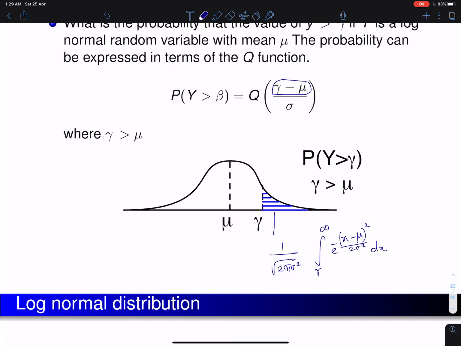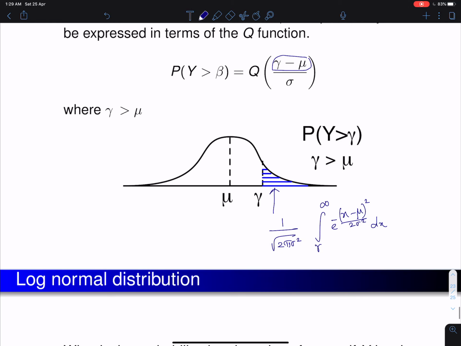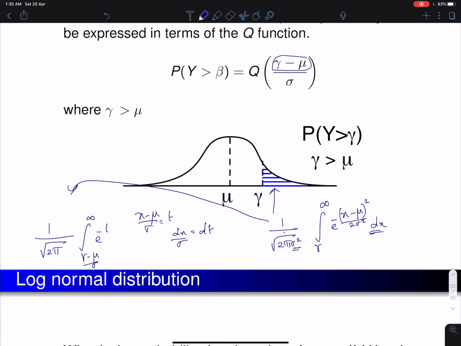So this is the value of this integral shown in blue here. For this integral, you have to make a substitution x minus mu by sigma equals t. Then dx by sigma becomes dt, so dx is sigma times dt, and the integral becomes 1 by root of 2 pi integral from gamma minus mu by sigma to infinity e power minus t square by 2 dt. Again, this is nothing but Q of gamma minus mu by sigma.